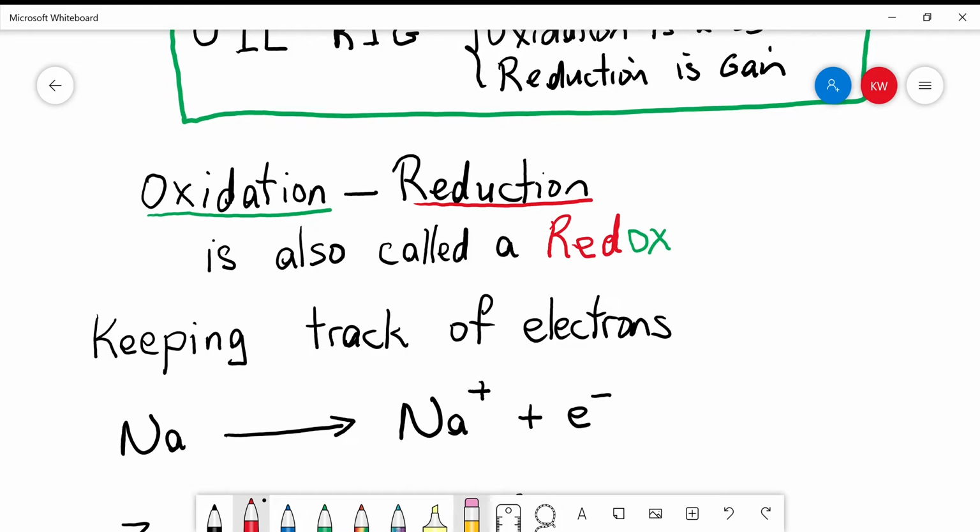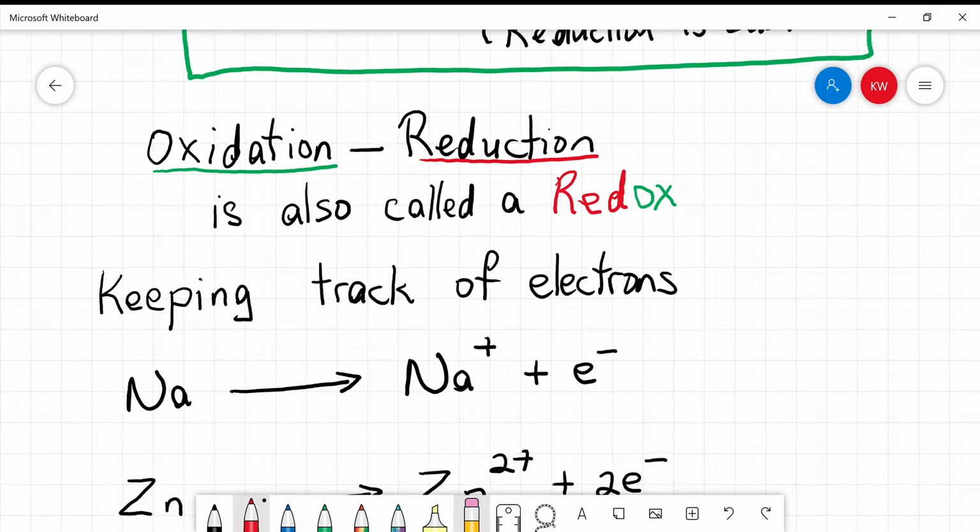So in a reaction where we have oxidation and reduction taking place, those reactions are called redox reactions. Of course, the name comes from the red part from reduction and ox from oxidation. The combination gives us that redox reaction. So let's try to keep track of our electrons.